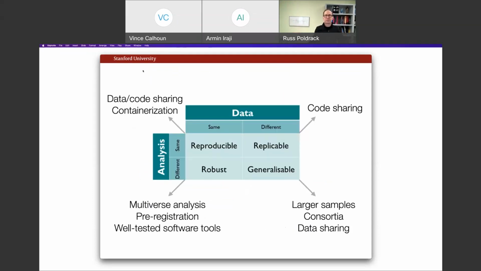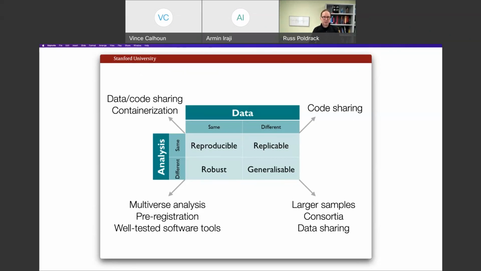Okay, so just to end up and review where we have ended up. We think that there are clearly issues with each of these aspects of reproducibility, but we also know how to fix them. To make things generalizable, we need larger samples, consortia like ENIGMA, and data sharing like OpenNeuro. To make things more robust, we need things like multiverse analysis, pre-registration, and really robust and well-tested software tools. To fix replicability, we need code sharing and platform sharing, probably.